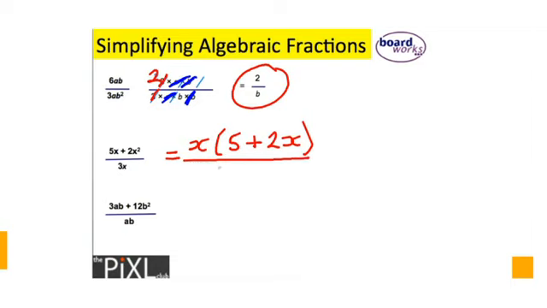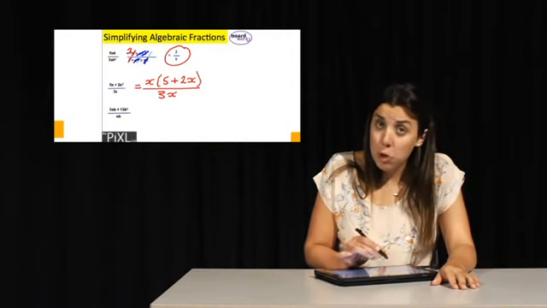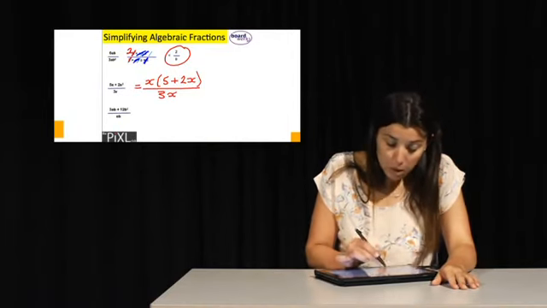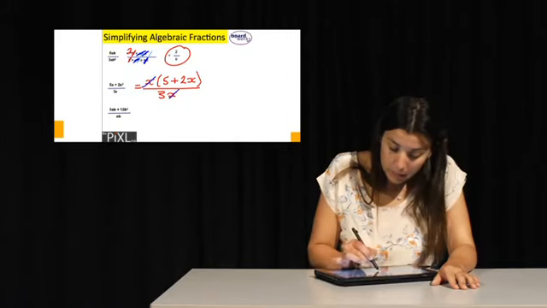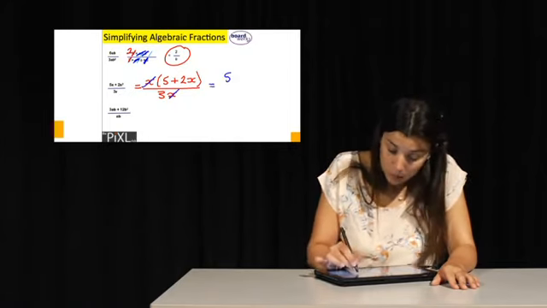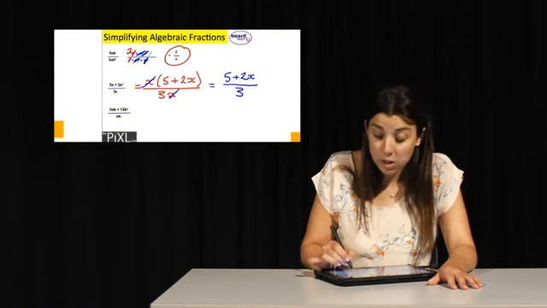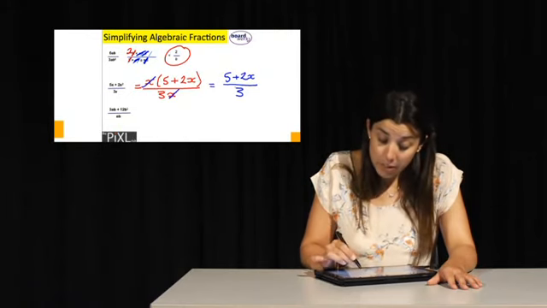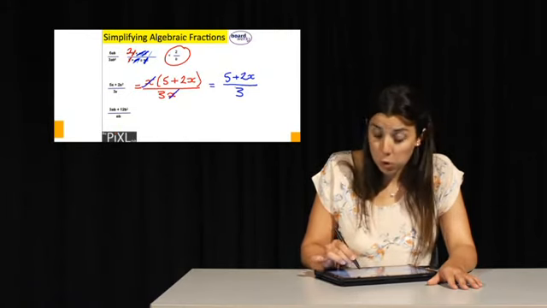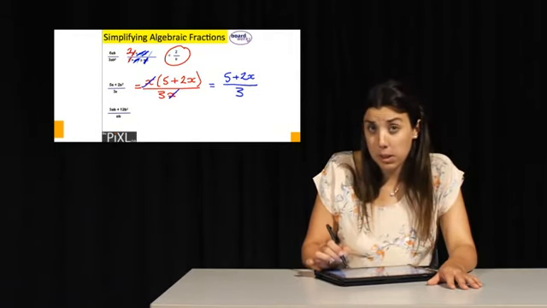We then divide that by 3x, as was there before. We then notice that we have an x in both the numerator and the denominator, so we can cancel here and here. This fraction, in its simplest form, is therefore 5 plus 2x, all divided by 3. In this case, we cannot divide the 3 because neither the 5 or the 2 are multiples of 3. So this here is the fraction expressed in its simplest form.